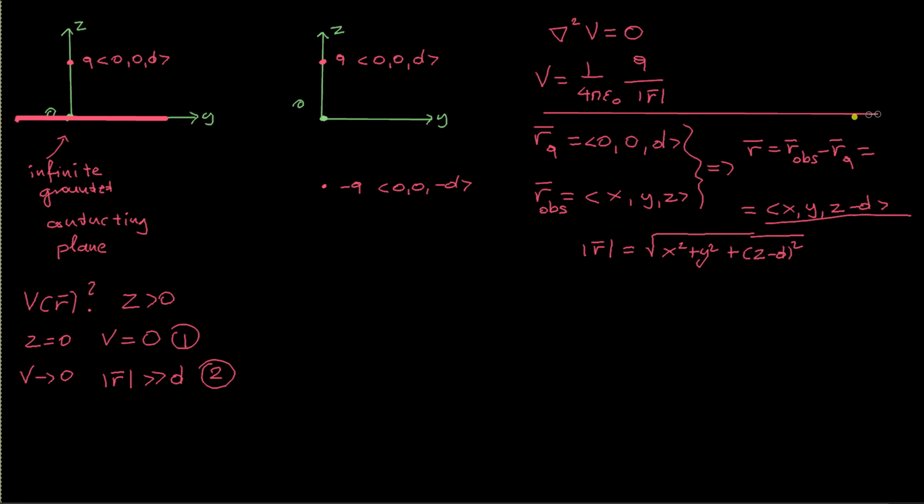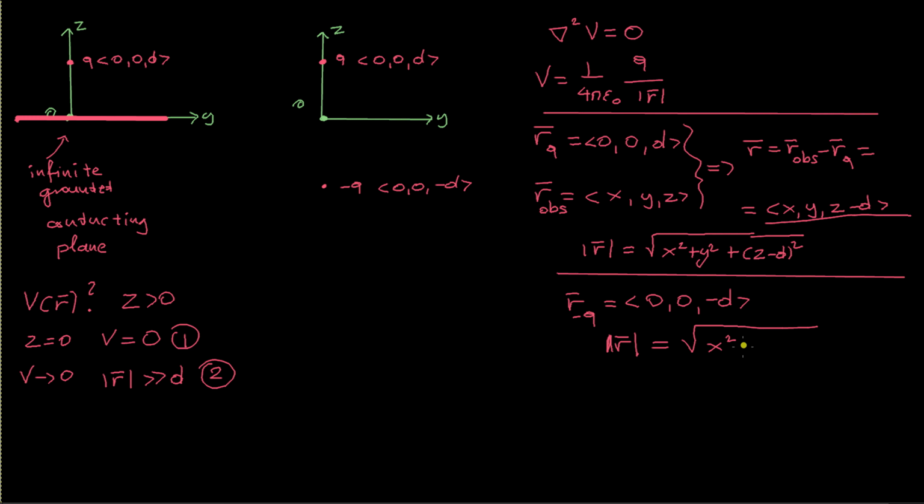Let's separate the different sections of my work. When I find the position vector of the charge minus q, this will be 0, 0, minus d, and I will skip a few steps and go directly to the magnitude of that relative position vector, which will be the square root of x squared plus y squared plus z plus d, squared. I have the two magnitudes of the two relative position vectors. Let's call this equation 3, equation 4, and this one is equation 5.